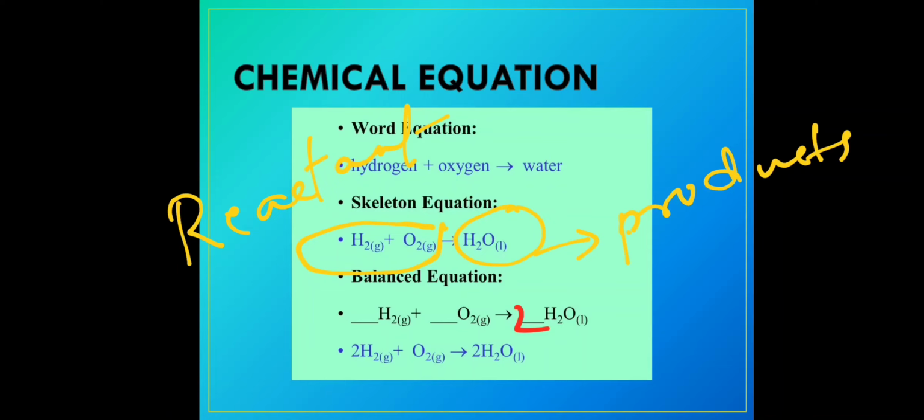Now to balance this equation, we will add a 2 here. So once you add this 2 here, now you got 2 2s are 4 hydrogens on the left hand side as well as the right hand side, and we have 2 atoms of oxygen on the left hand side as well as the right hand side. So now our equation is balanced. So this is how we balance chemical equations.